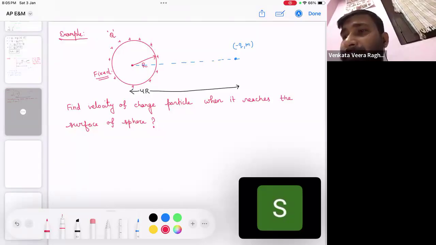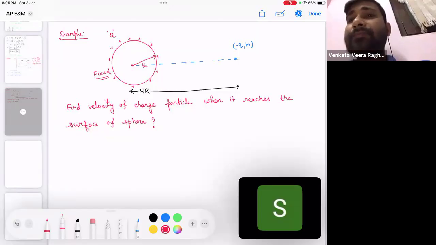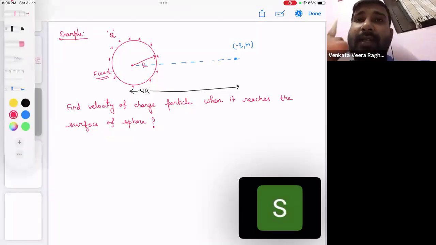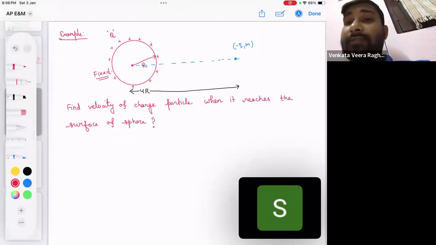Can we apply the energy conservation in this question? Because the only force acting here is the electrostatic force between the two charged bodies. One is the sphere, another one is the particle. Let's apply the energy conservation and tell me what answer we are going to get after the application of energy conservation.